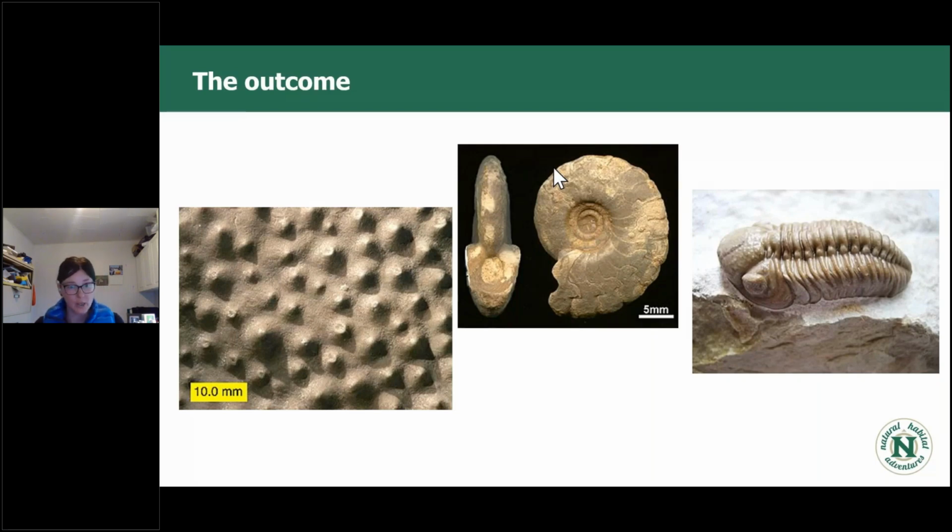Our sponge-like coral builders, our stromatoporoids, went extinct. Ammonoids nearly died out, but not quite at this time. We lost them later on. A number of trilobite species died out as well. We haven't lost all trilobites at this time, but we lost a lot.